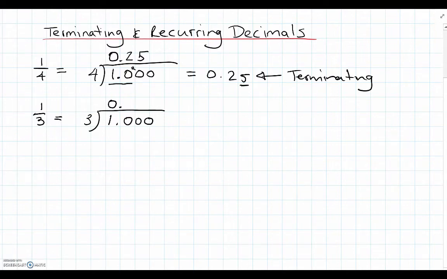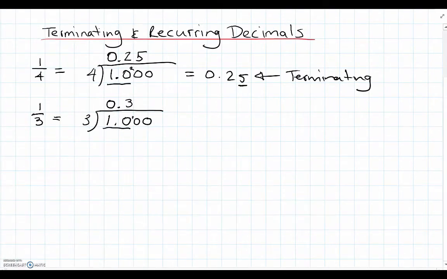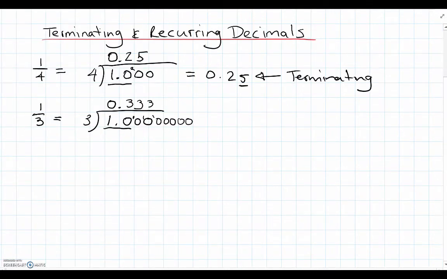So I do the same thing as I did in my last question. I do 3 into 10, and it goes 3 times. Now 3 times 3 is 9, so I have a remainder of 1 left over. So now I ask myself, how many times does 3 go into this 10 here? And 3 goes into 10 3 times again with 1 left over. And I do it again. 3 into 10 goes 3 times with 1 left over. Now I could keep putting zeros on the end of this number here, and I could keep putting zeros on the top here, but I can see a pattern. It's going to continue on forever.